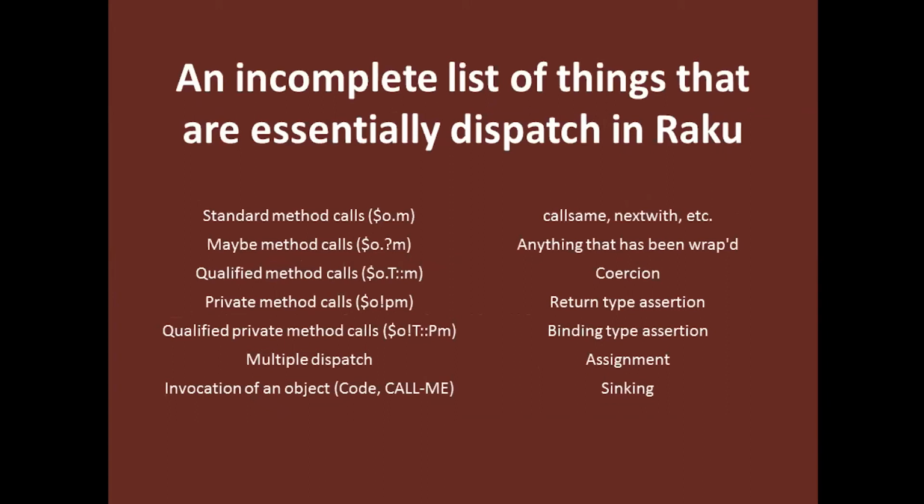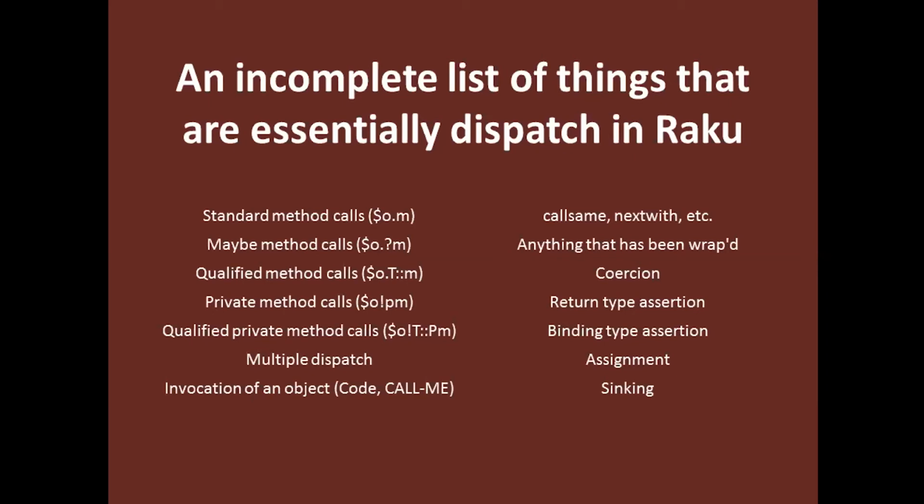In fact, I went through and tried to make a list of things in Raku that are dispatch, and I suspect this is incomplete, but there's actually quite a lot of things in here. So there's lots of different types of method call. There's the normal ones, the maybe method calls, the qualified method calls in a role, normally when you want to say which role's method to go to solve a conflict.